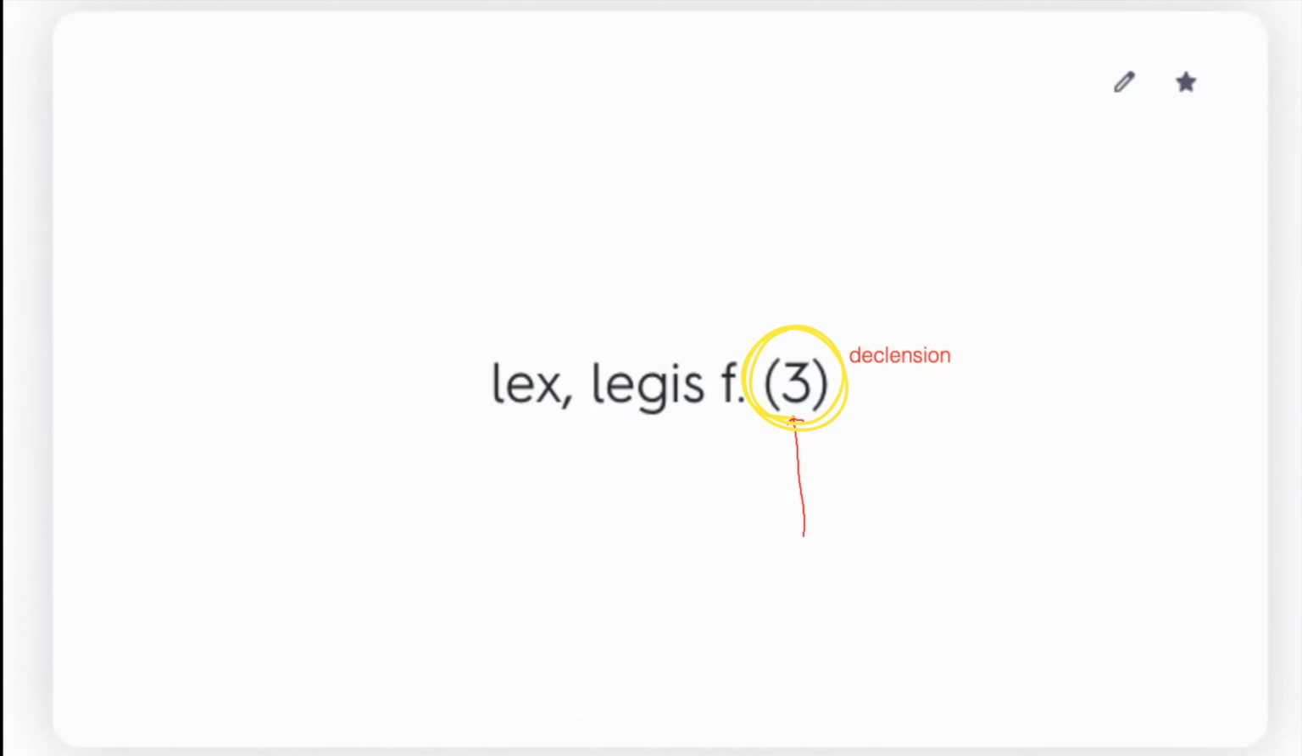Another thing you see here is the number 3 in parentheses. Some people like to include on the Latin side of their flashcard which declension the noun belongs to. This is not necessary if you know how to use the genitive singular to identify the declension of the noun.